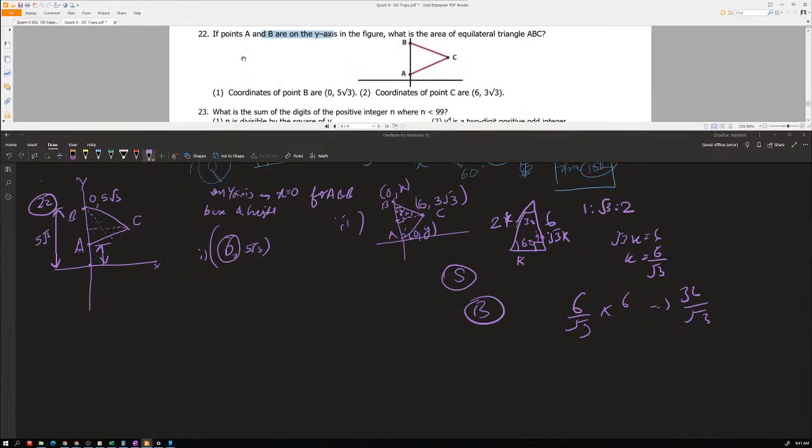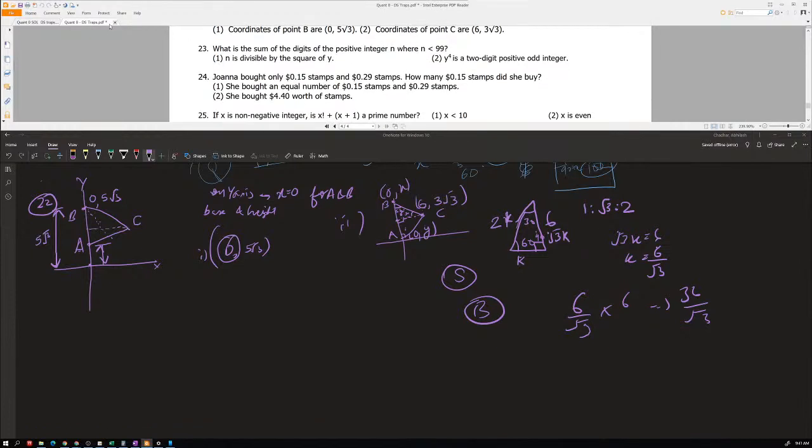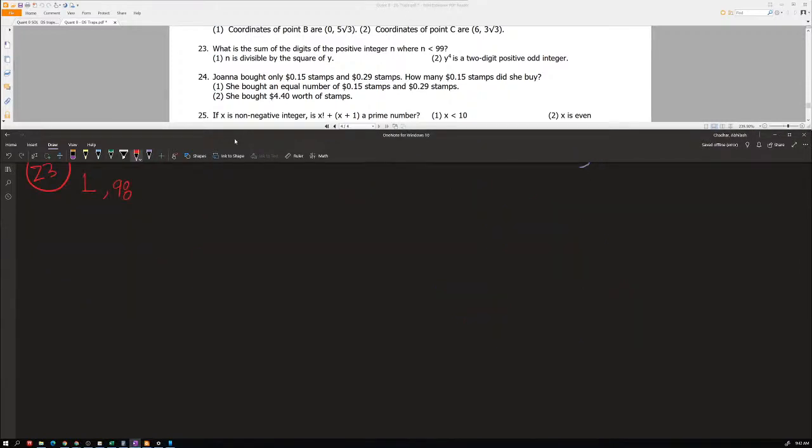Okay. So let's go ahead and solve question number 23. First thing it says is that n is divisible by the square of y. Okay, so that is weird because, okay, square of y. So y is not given, it is nowhere in the equation. Now it says that it is divisible by the square of y. So y is some digit.